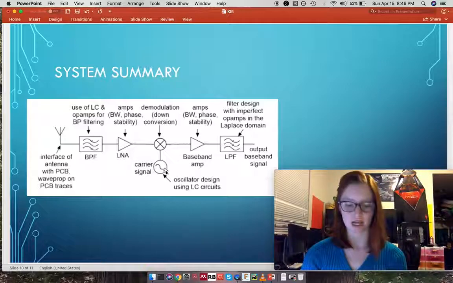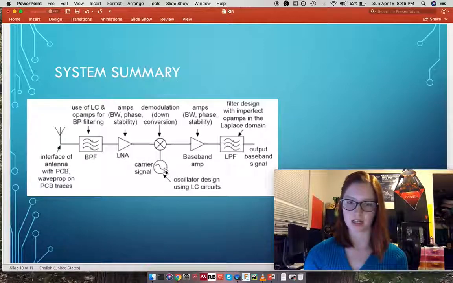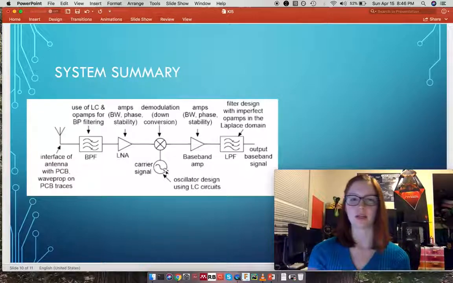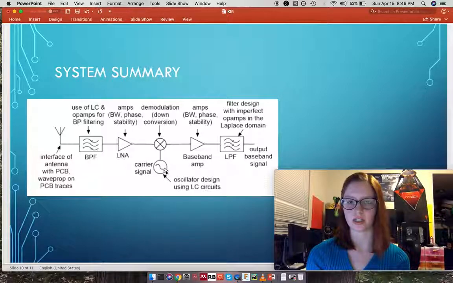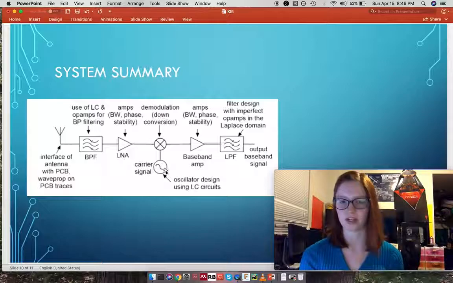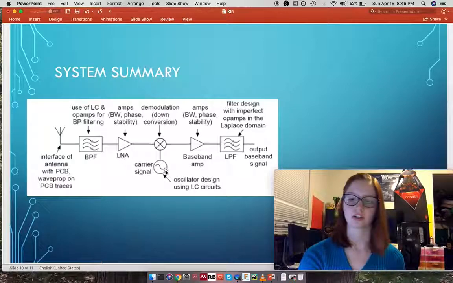And then we have this baseband amplifier and low pass filter, and that's just going to increase the signal a little bit, make it more stable, make sure it's in the correct phase. And then after the low pass filter, we'll have removed the unwanted higher frequencies or any imperfections after the circuit.